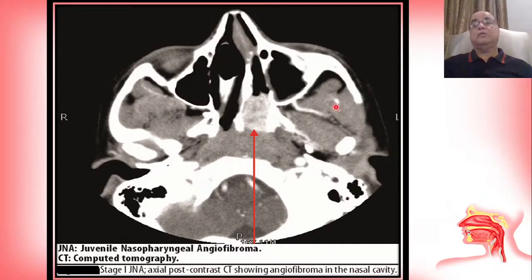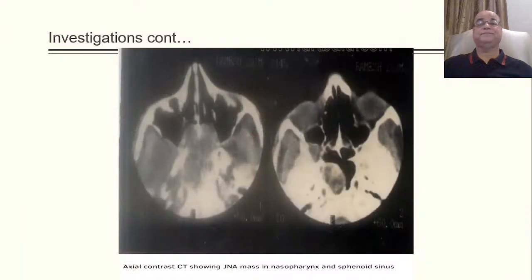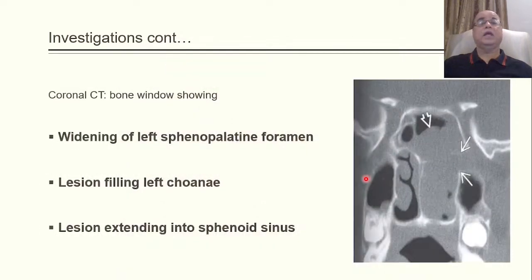This soft tissue density mass, or angiofibroma, is confined to the nose and nasopharynx. So this is still stage 1, the very initial stages. Again, you can see that some mass is there in the nose and nasopharynx, and it is involving the sphenoid sinus as well. Here you can see there is widening of the left side sphenopalatine foramen, and the lesion is filling the left choana, which is so much widened as compared to the right side, and it has gone into the sphenoid sinus.